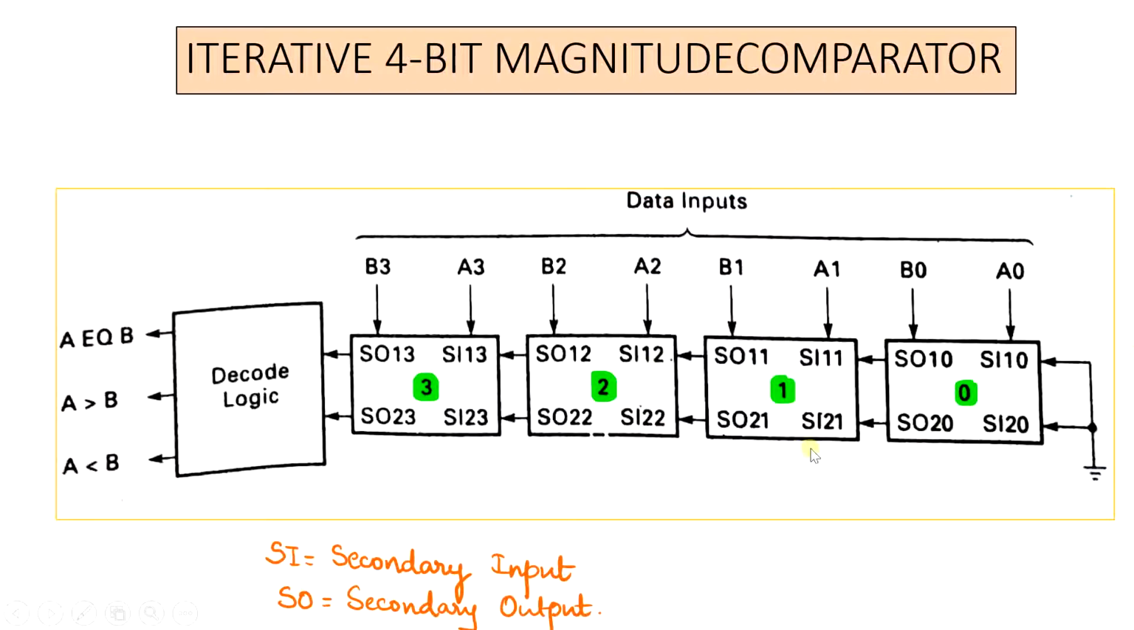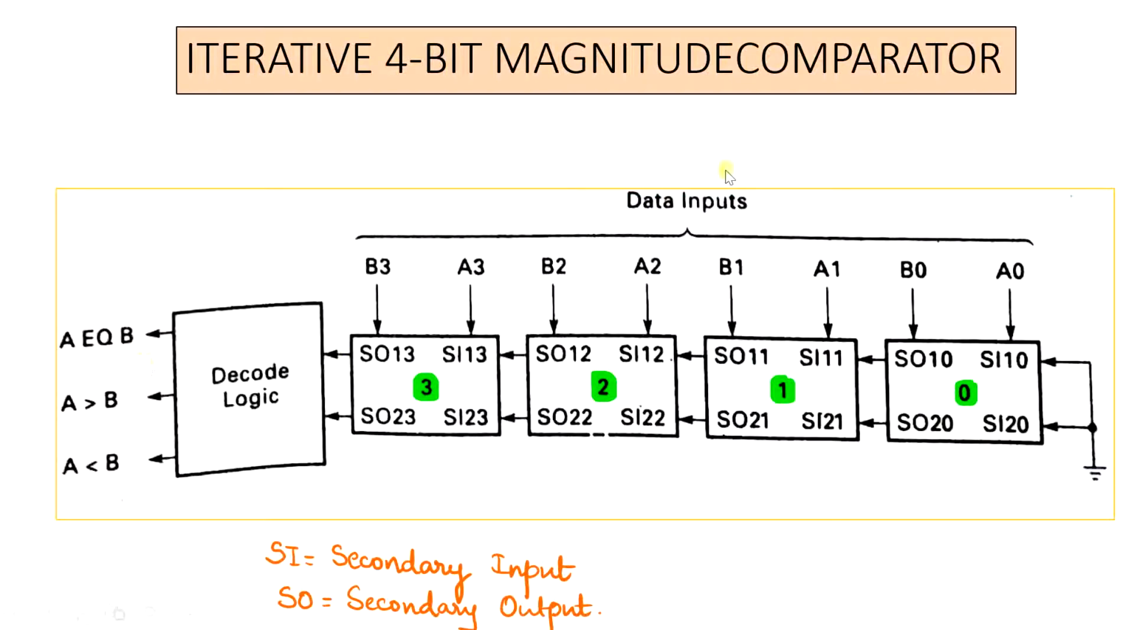So we are encoding the secondary inputs and the outputs, but the boundary output that is obtained will be 3 output states, which conveys A equal to B, A greater than B and A less than B. So here we are performing the encoding operation to represent the 2 bits, whereas here we are performing the decoding operation so that we can represent the 2 bits in terms of 3 output conditions.